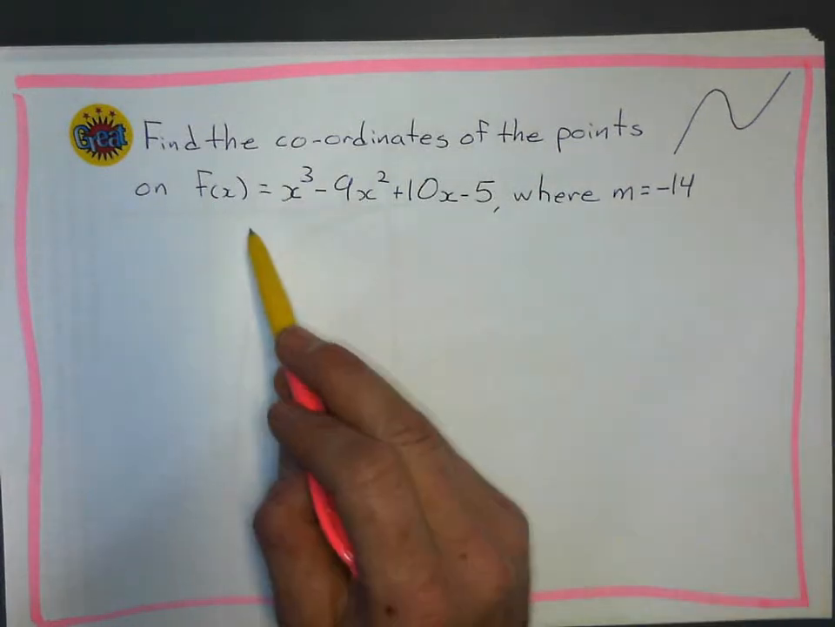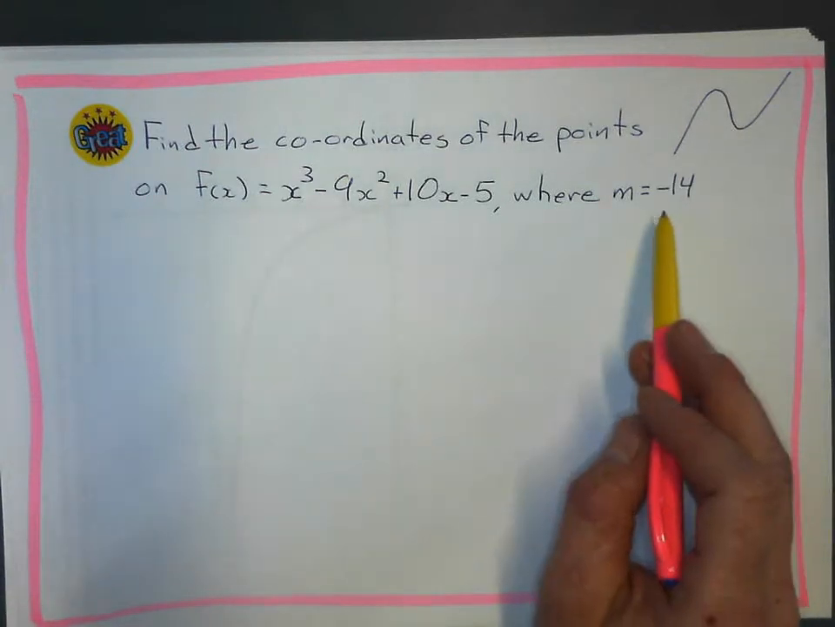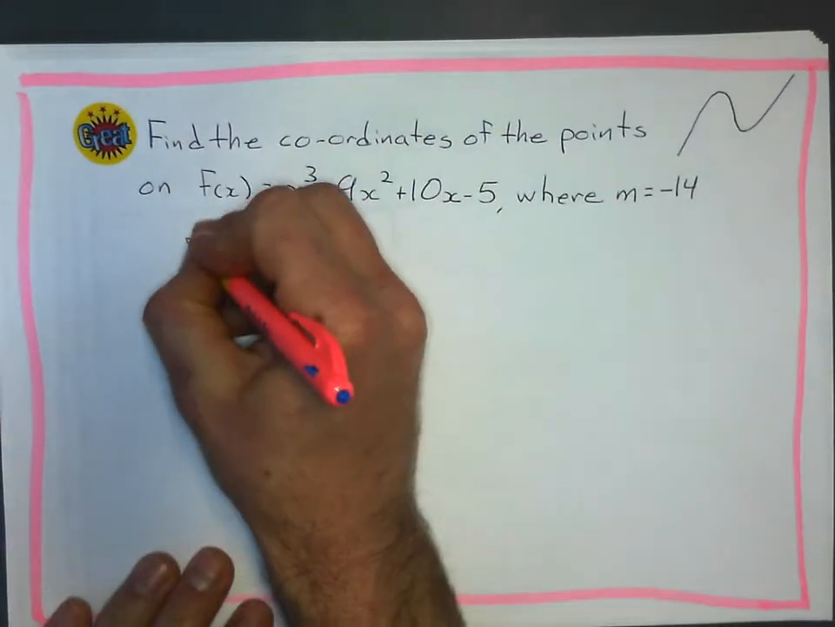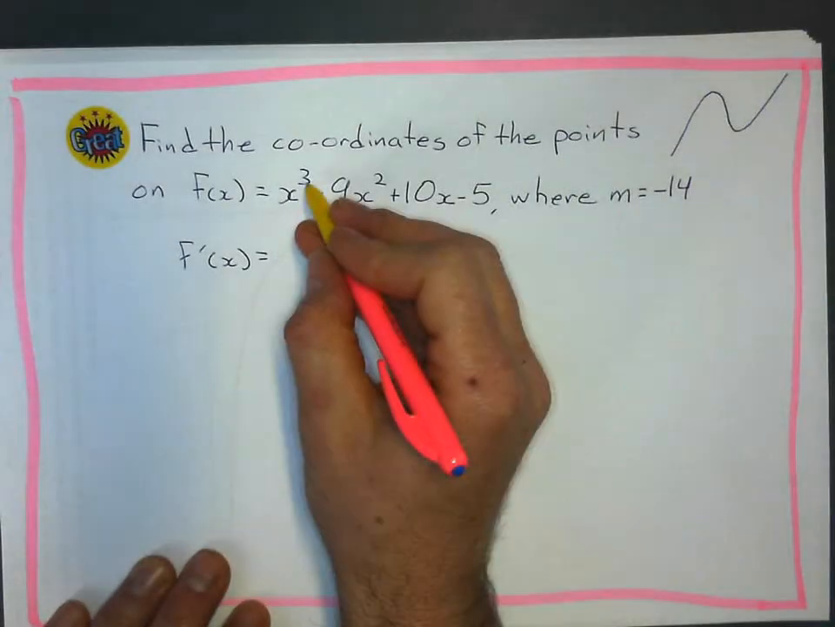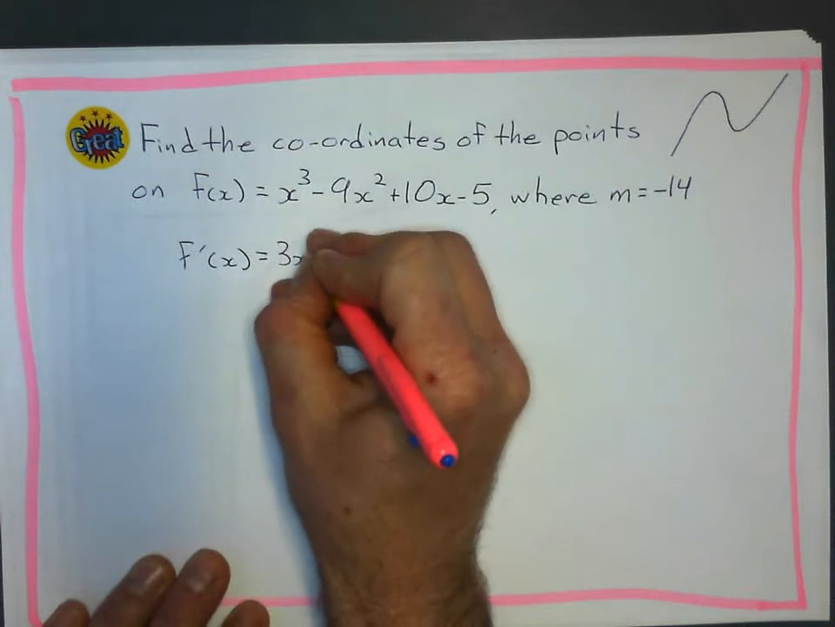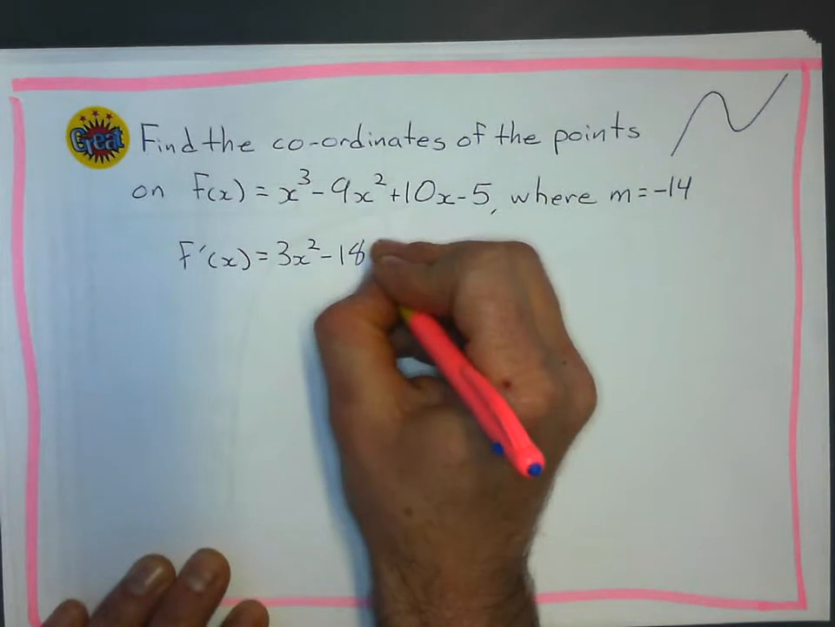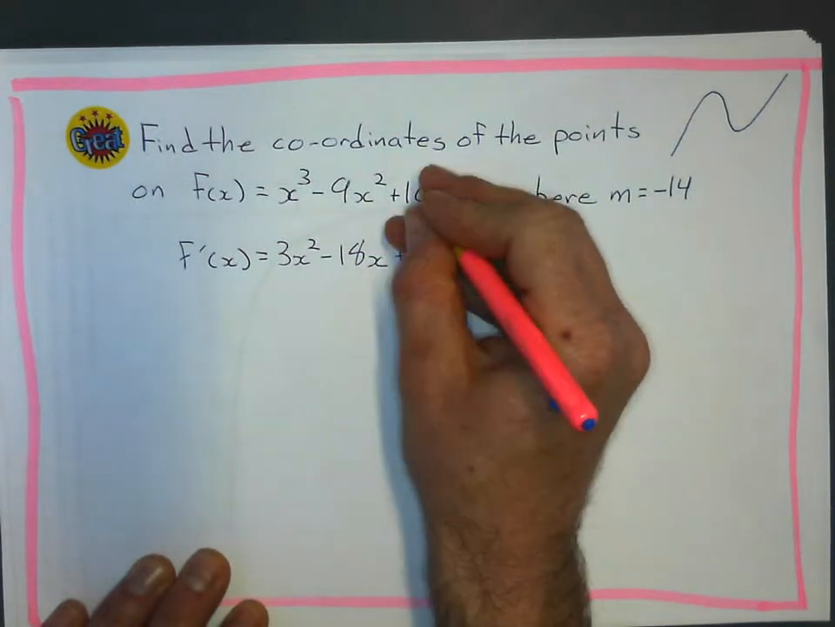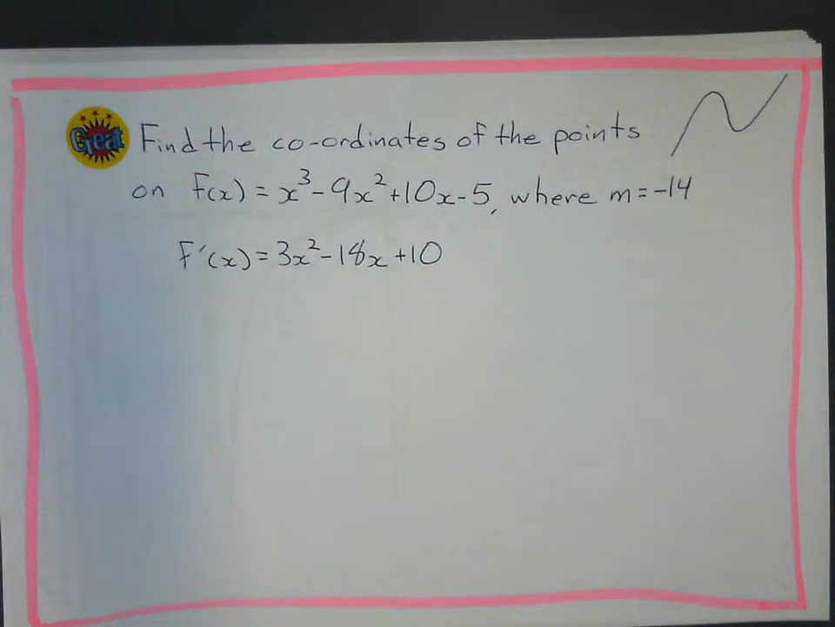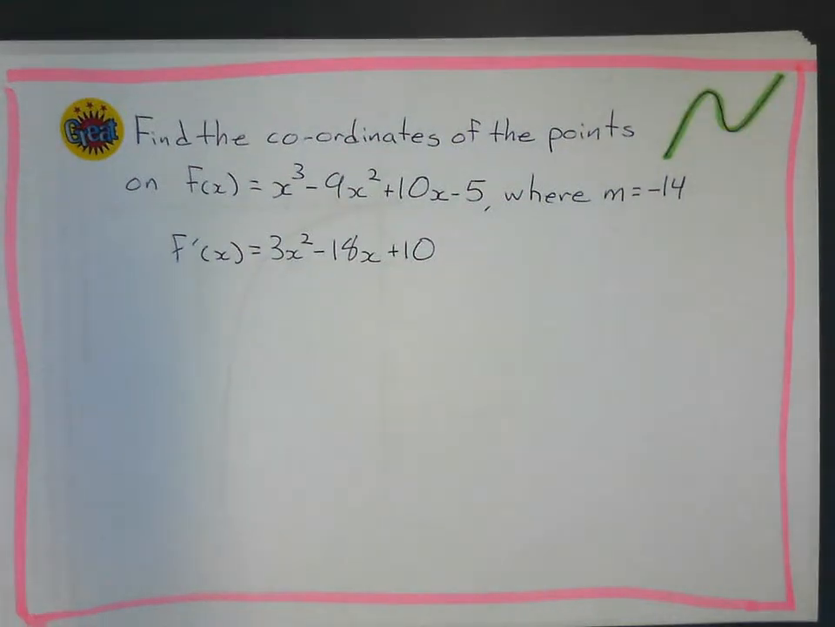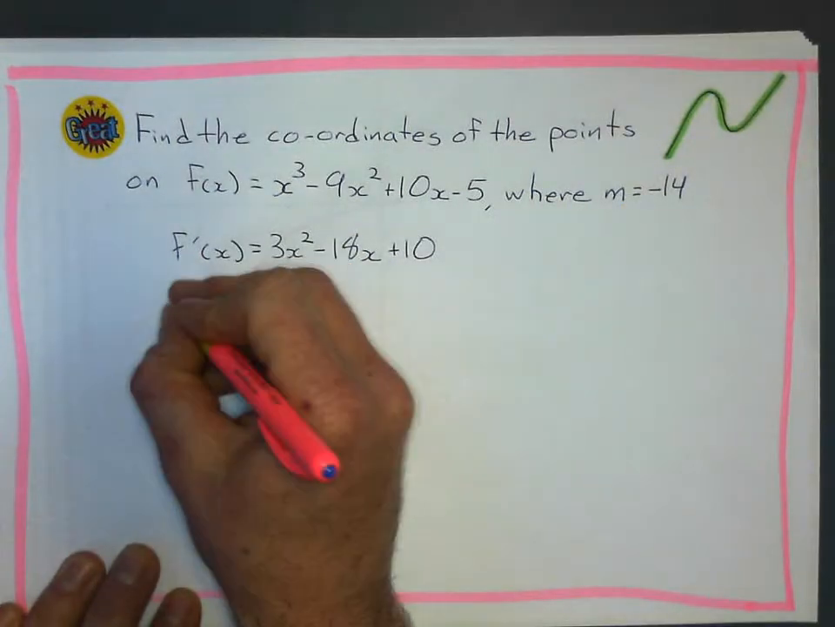Okay, so similar to last one, we're going to differentiate this and set that equation equal to negative 14. So we do f dash x, which is the gradient function. X cubed differentiates to 3x squared. This differentiates to 18x. This differentiates to plus 10. And that differentiates to 0. Next up, this is equal to negative 14.